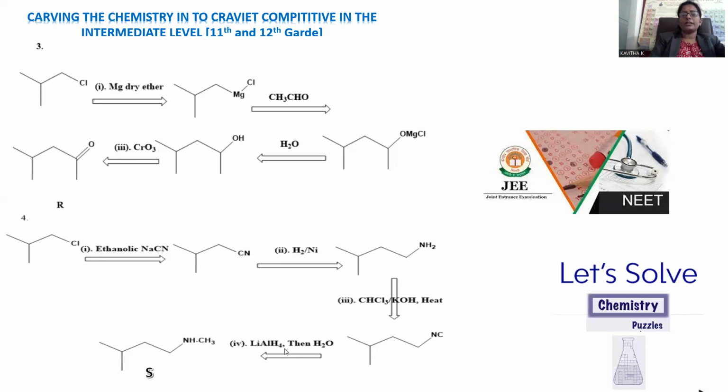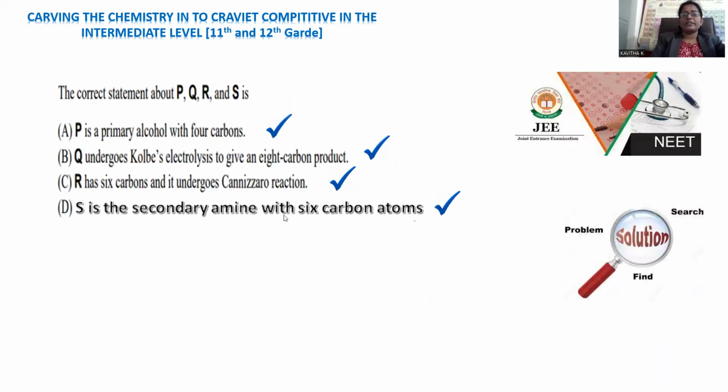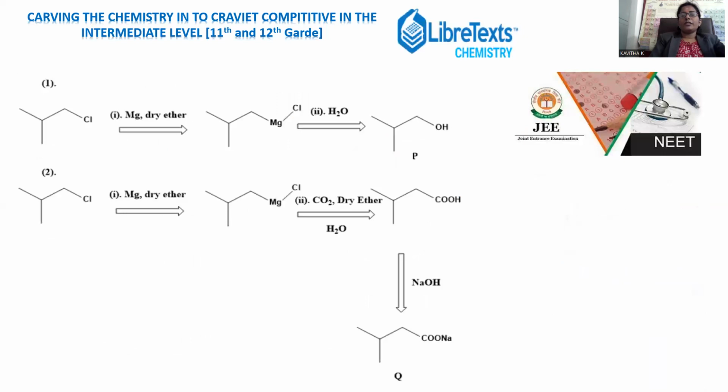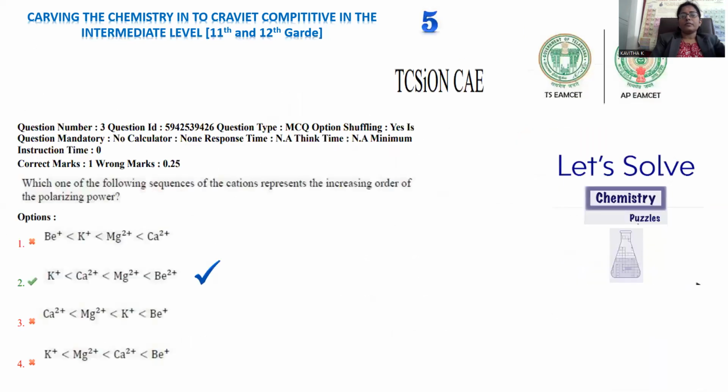Now again, we are treating with the strong reducing agent lithium aluminium hydride, and further hydrolysis is carried out, so that nitrogen is added with hydrogens, carbon also with hydrogen. Nitrogen has alkyl groups on two sides, hence we can say it is a secondary amine. S is the secondary amine with the 6 carbon atoms. This is also correct. So all the options provided for question number 4 are exactly correct. Move on to question number 5.